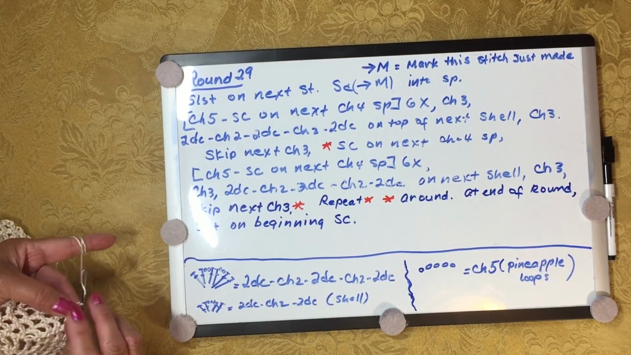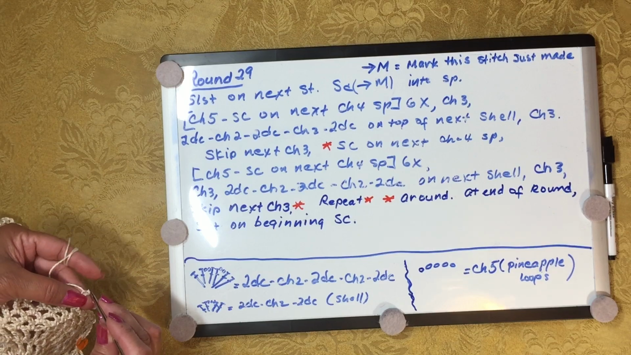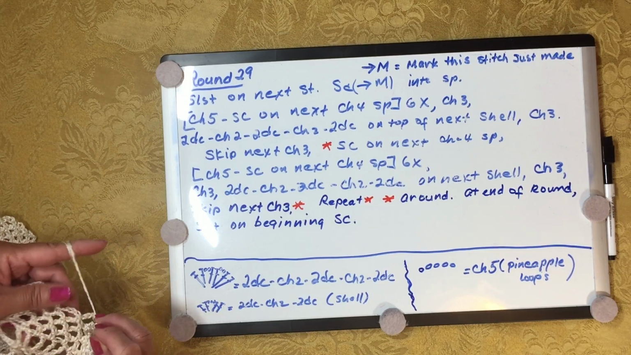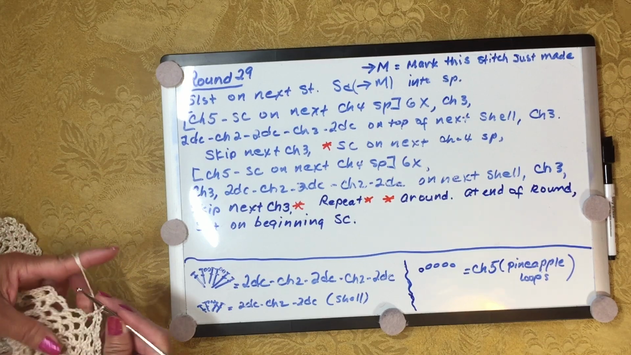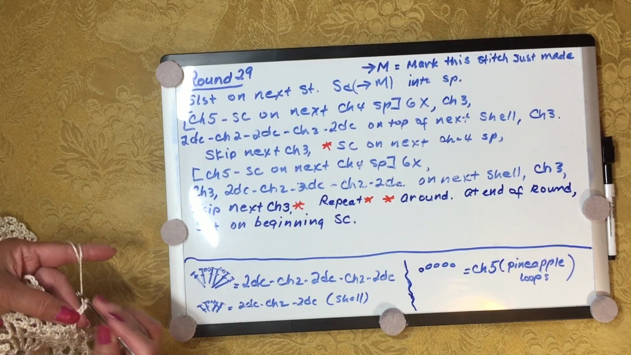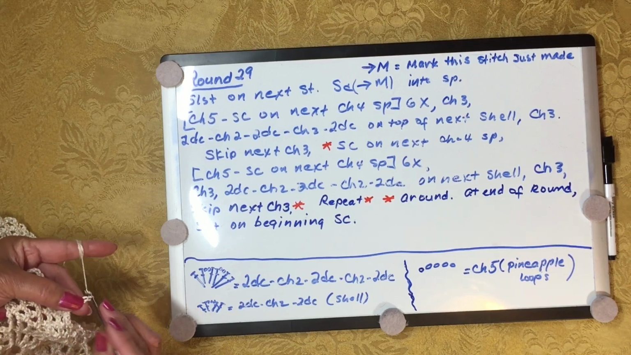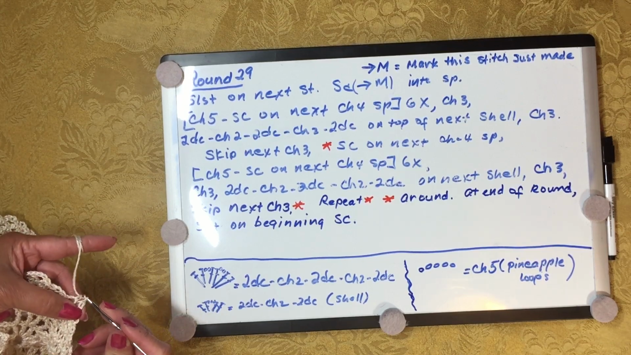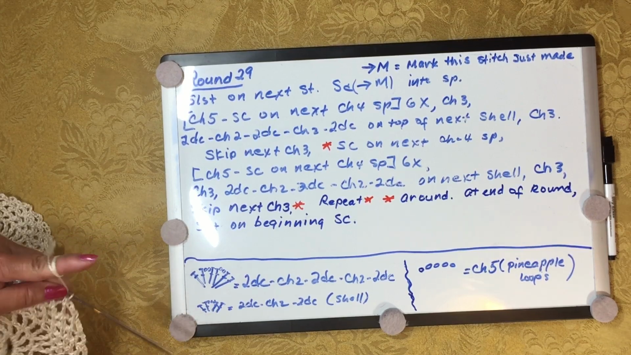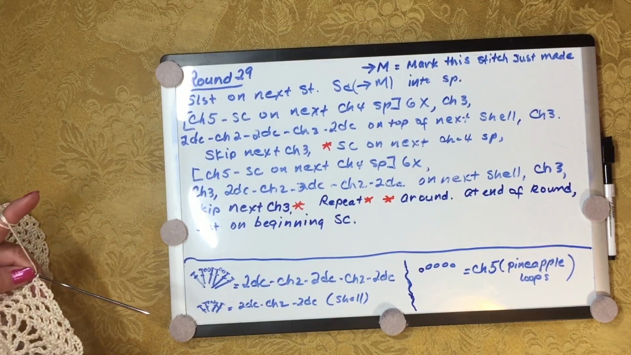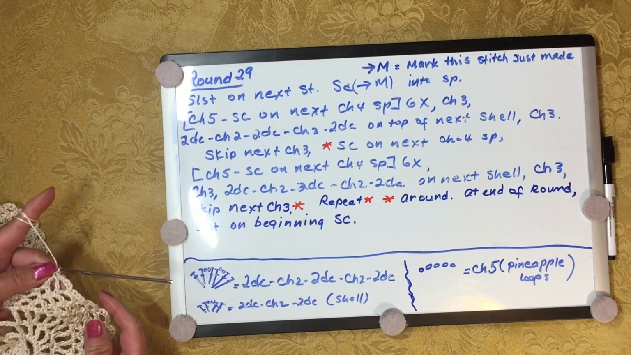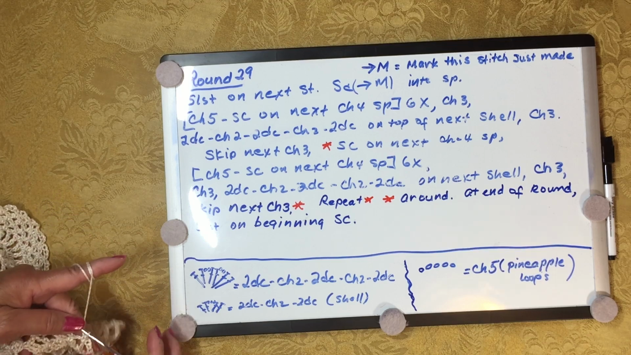One, 2, 3, 4, 5, single crochet on the next loop. 1, 2, 3, 4, 5, single crochet on the next loop, and there should be 6 loops total. So 1, 2, 3, 4, 5, 6.